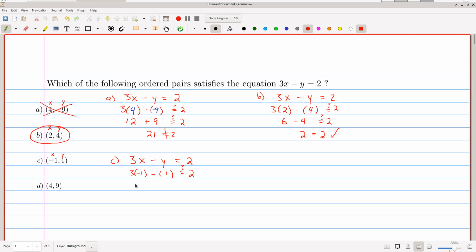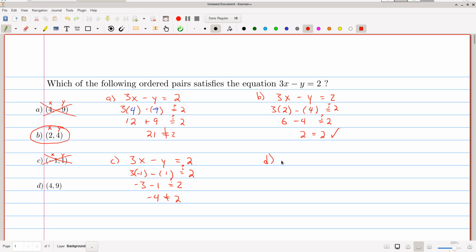3 times negative 1 is negative 3. Negative 3 subtract 1 is negative 4. And this does not equal 2, which tells us that no, C is not correct. Negative 1, 1 does not satisfy the equation.